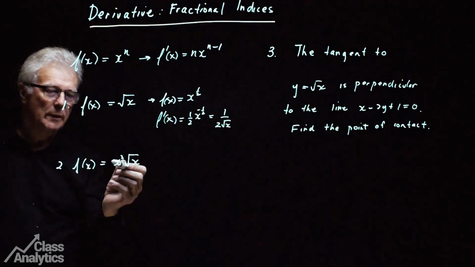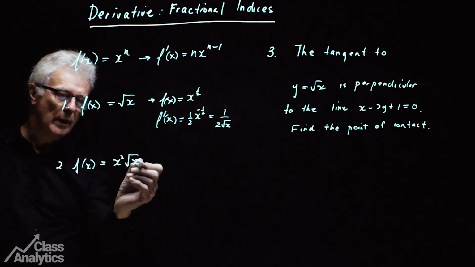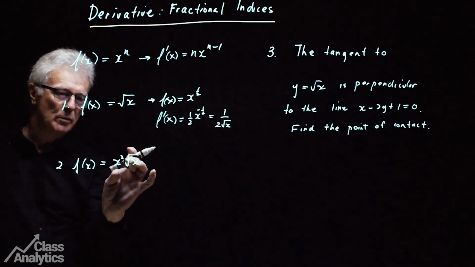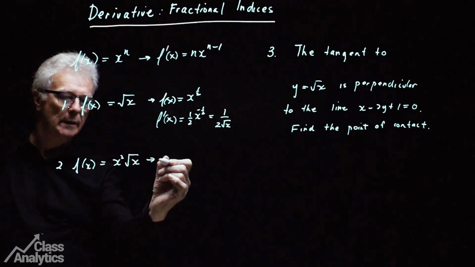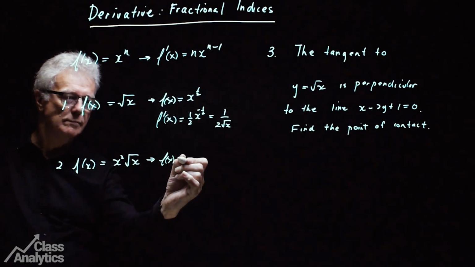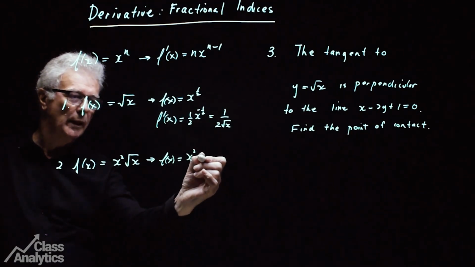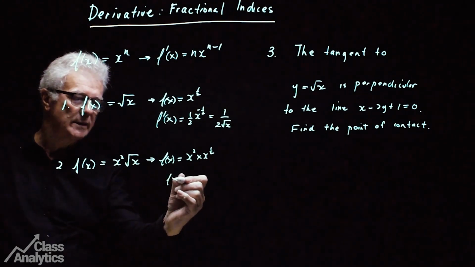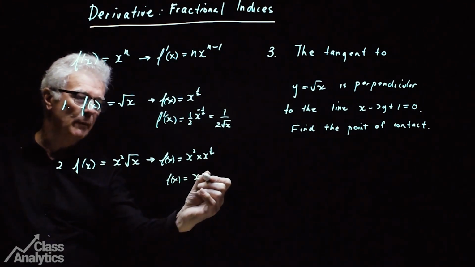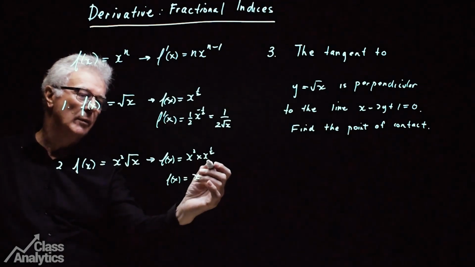This one here is a little bit longer. So before we actually play with this, we've got to change that to an index form. So that becomes x squared times x to the half. And so f(x) equals x to the, and we'll write this not as 2.5, but 5 over 2.